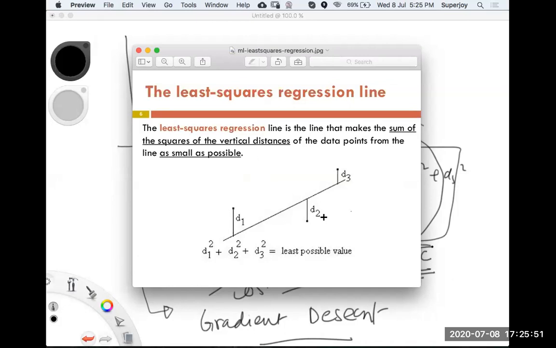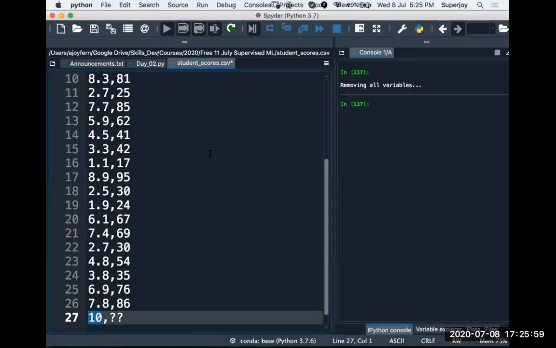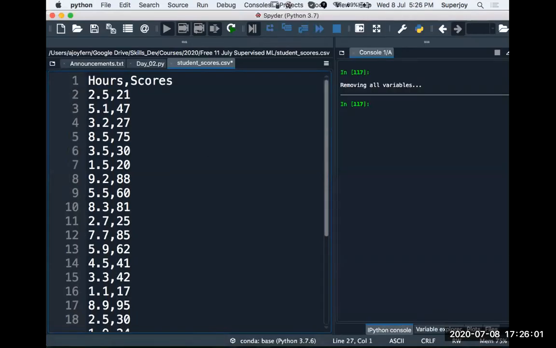So now, let's come to our problem, and see how we can use linear regression to solve our problem. So let's see this.